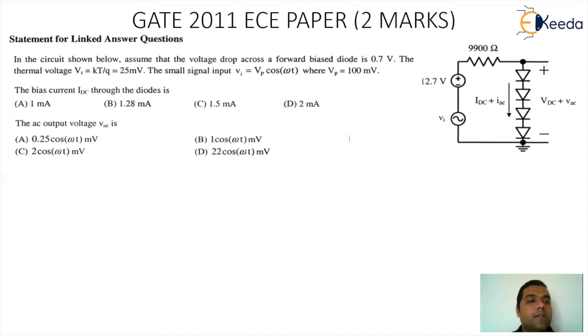And the second question for that question is: the AC output voltage VAC is option A, 0.25 cos of omega t, option B, 1 cos omega t, option C, 2 cos omega t, and option D, 22 cos omega t. All the options are in millivolt range. So now let's have a look at the circuitry.